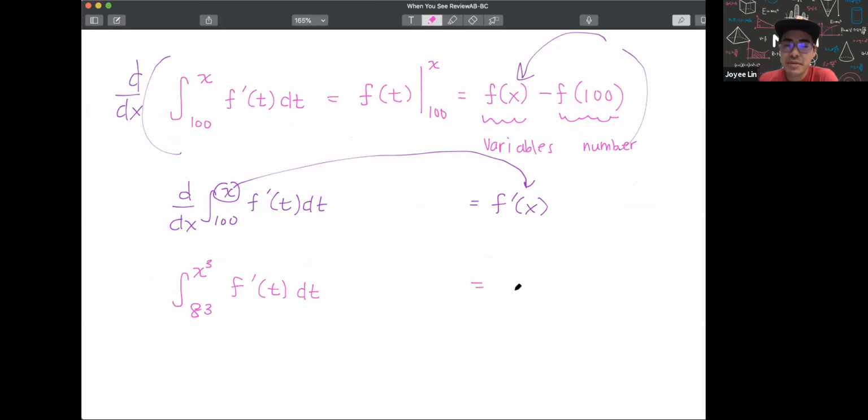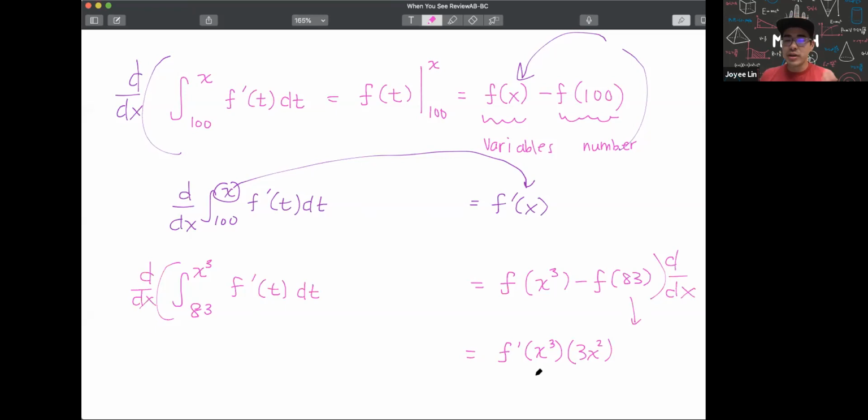Right? If we were to do the same exact thing, now I get regular f of x cubed minus regular f of 83. Right? Now, if we were to hit both sides with my derivative with respect to x, what happens here? Well, the left side doesn't change, right? But the right side, we have to use chain rule. So then we have f prime of x cubed, all of which times 3x squared. And then this f of 83, that goes away and becomes nothing. So in this case, you get 3x squared times f prime of x cubed.